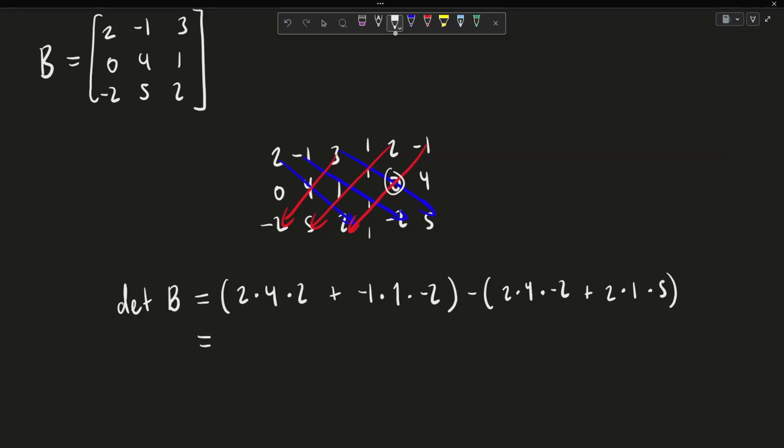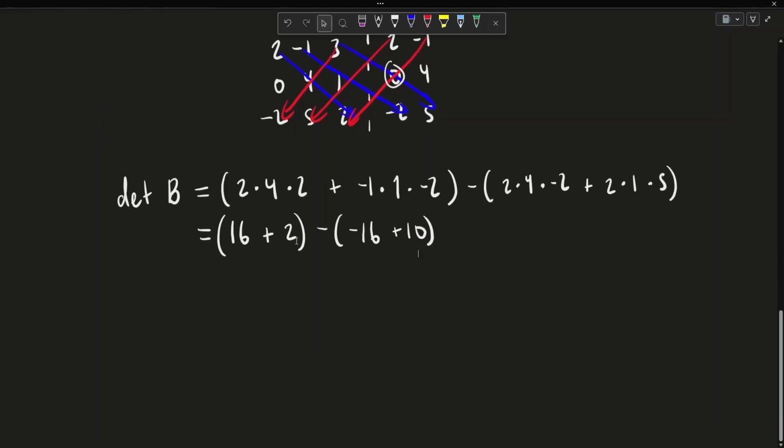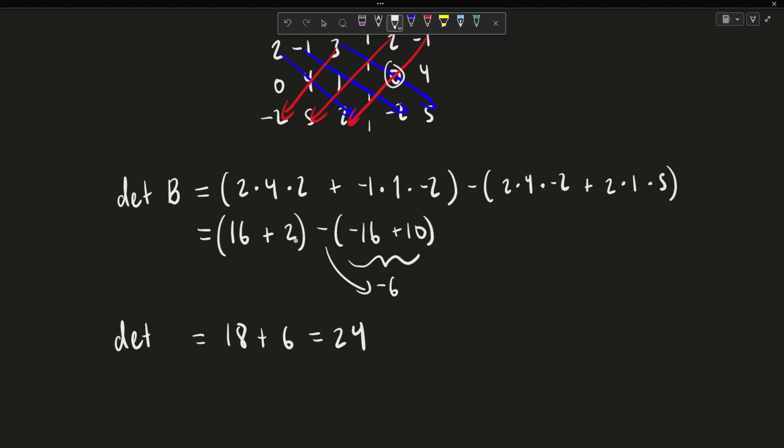And so from this we get 16 plus 2. This is the first part. And from it we subtract negative 16 plus 10. So this term gives us negative 6, which we then multiply by negative 1. So we get 18 plus 6, which is equal to 24. And so the determinant of B is 24.